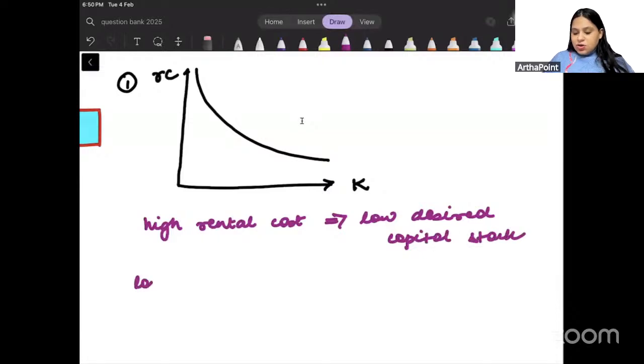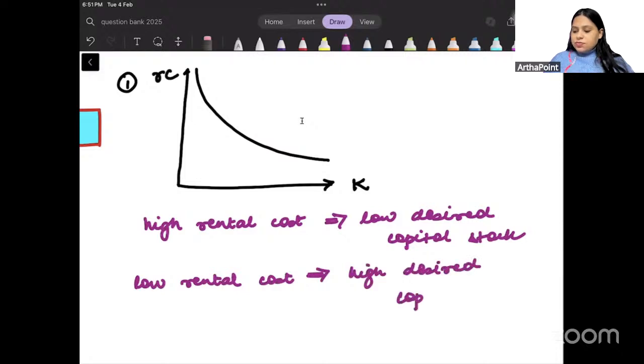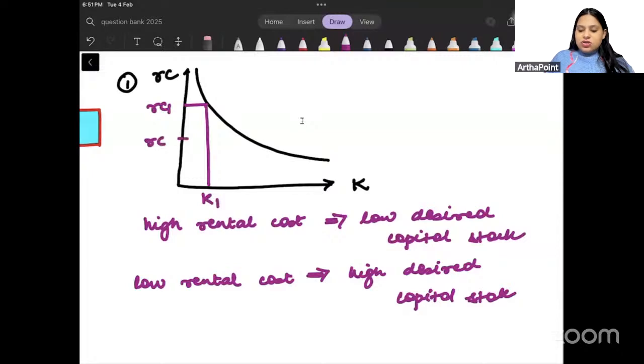And if there is low rental cost, then there will be high desired capital stock. Right? So this is the first thing that we have to understand: कि अगर rental cost high है तो desired capital stock कम होगा, अगर rental cost low है तो desired capital stock high होगा. That is the first thing that we need to understand.